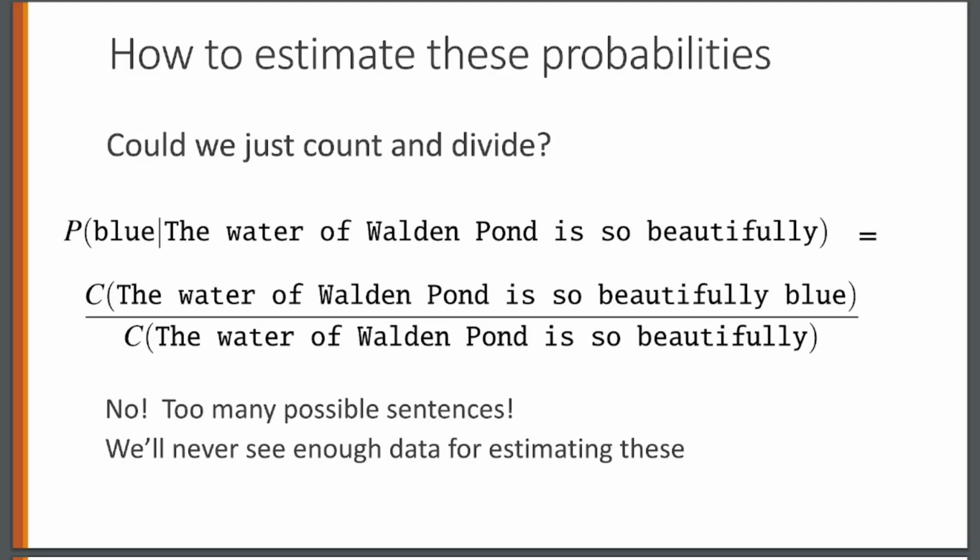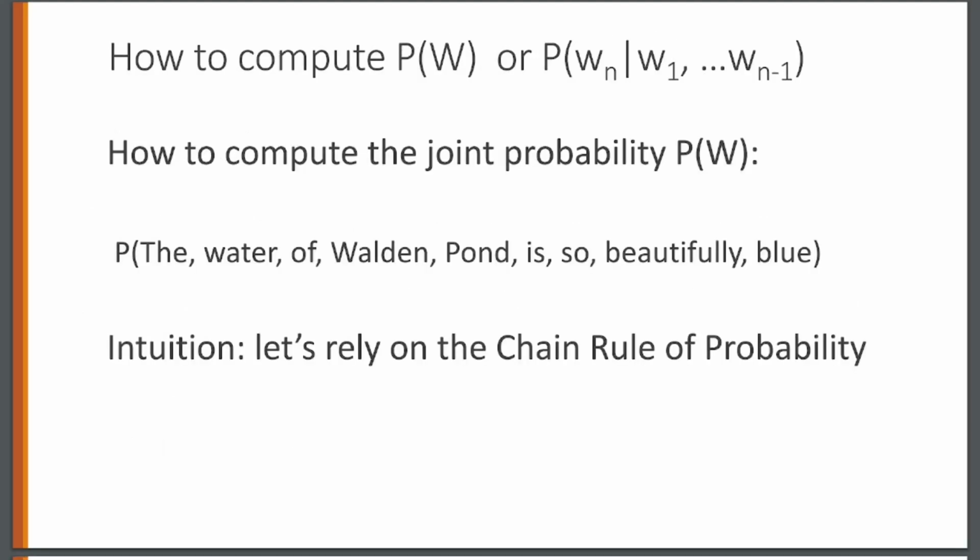Since "The water of Walden Pond is so beautifully blue" doesn't occur that frequently in any corpus, right? Even if your corpus is just a text copy of Walden Pond, you're still not going to see this sentence much, and you're still not going to see the sequence, "The water of Walden Pond is so beautifully" much. Okay, so just the raw count isn't going to work.